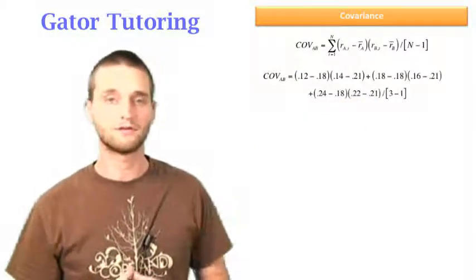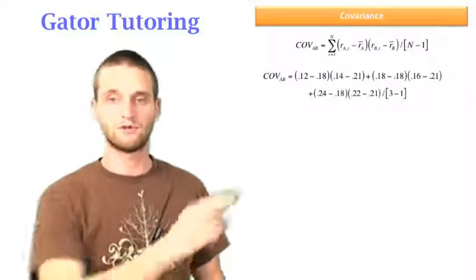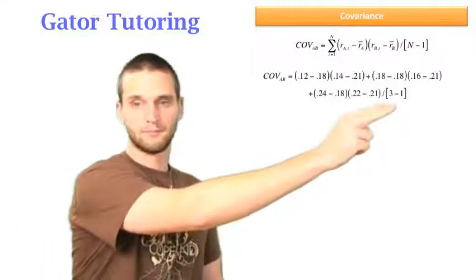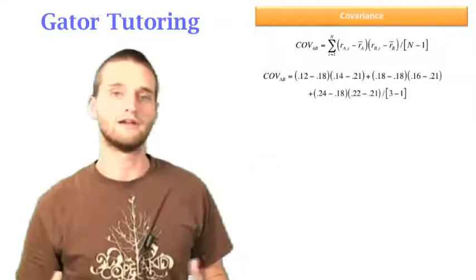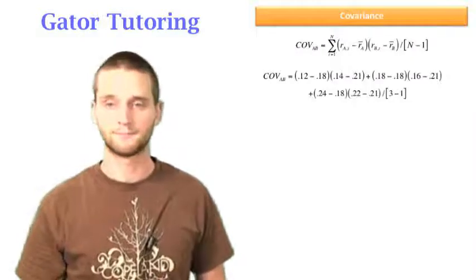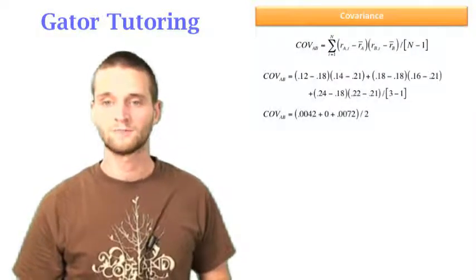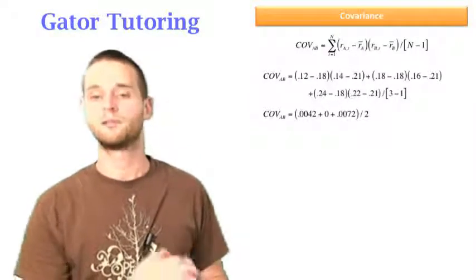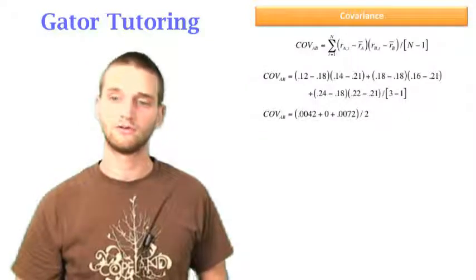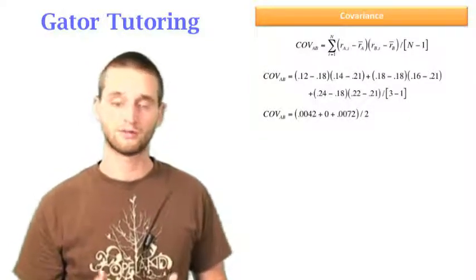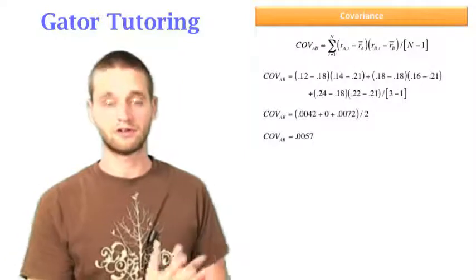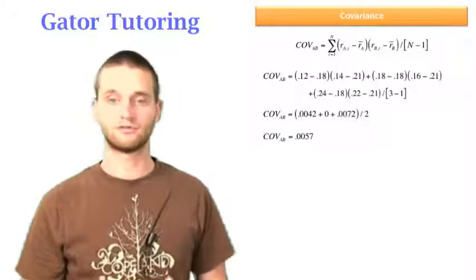So we multiply all those together, and then we sum them, and then we divide that whole sum by 3 minus 1, because again, there are 3 years. Capital N here is 3. So when we do that, we get 0.0042 plus 0 plus 0.0072 divided by 2, 3 minus 1 is 2, and we get a covariance of J with K equal to 0.0057.